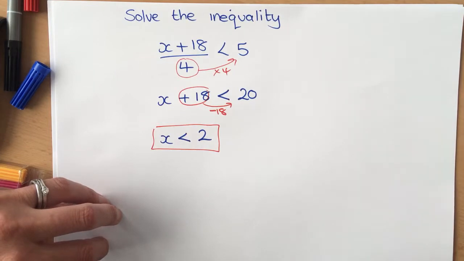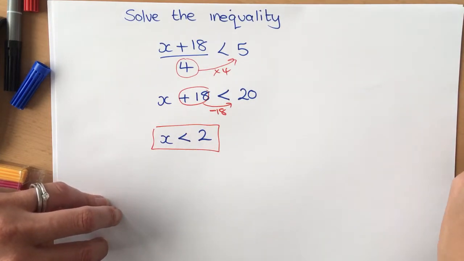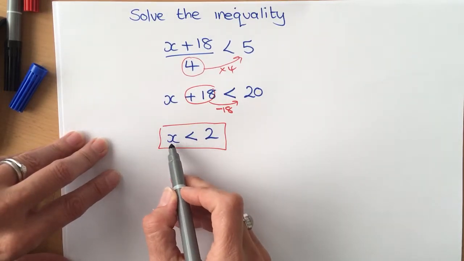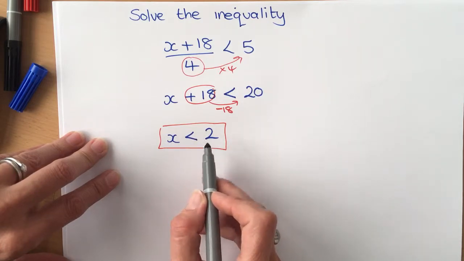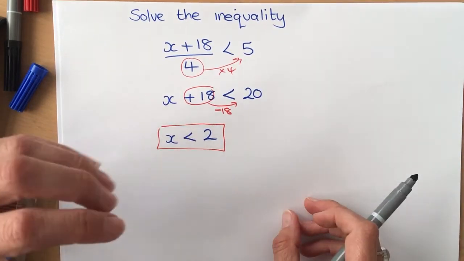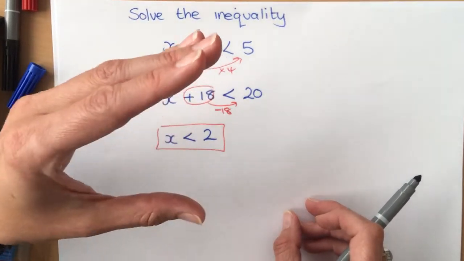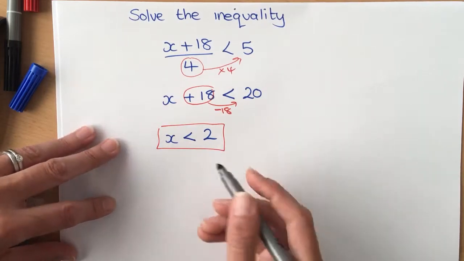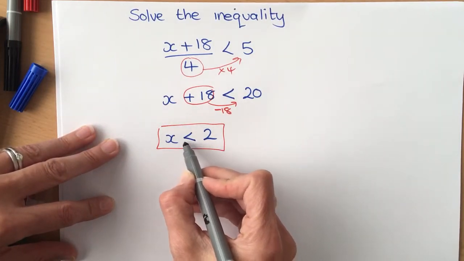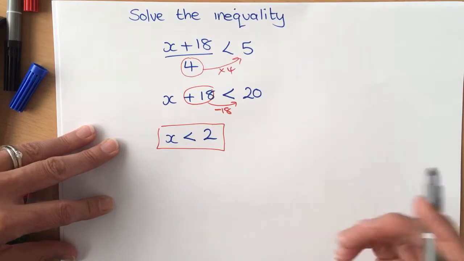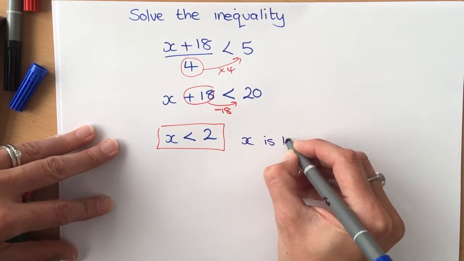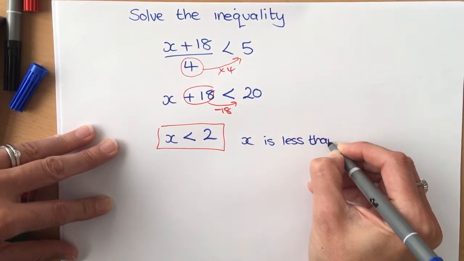Notice I haven't written x equals 2, it has to be the inequality. Now we have to know what this means. x is less than 2. Okay, now the inequality sign always opens up to the biggest number, so it's saying that 2 is greater than x, which means that x is less than 2. Now if it had a little extra line underneath, it would mean less than or equal to, but it doesn't, so it just means that x is less than 2.